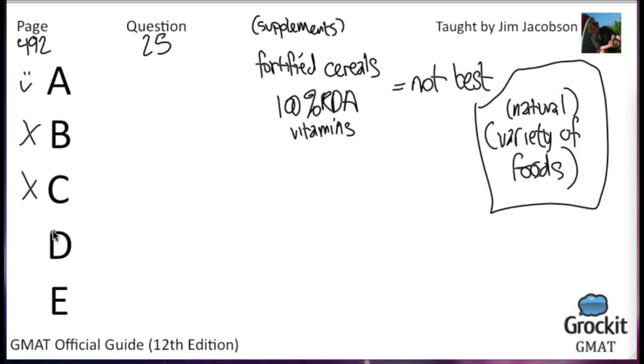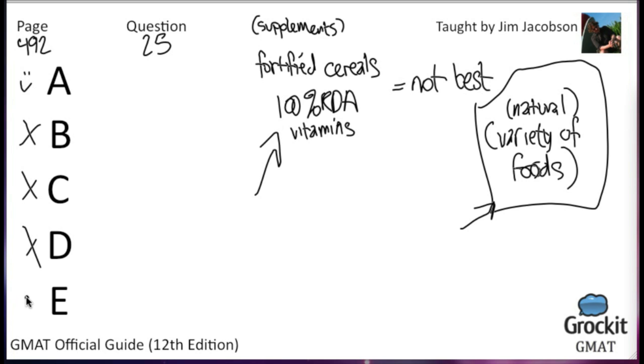Choice D, unprocessed cereals are naturally high in several of the vitamins that are usually added to fortified breakfast cereals. That would be nice, but we're talking about several of the vitamins. Just because the natural foods have several, these guys have 100% of what you're supposed to have. So it still sounds like the fortified ones are better. It certainly doesn't support the idea that the variety of natural foods would somehow be superior.